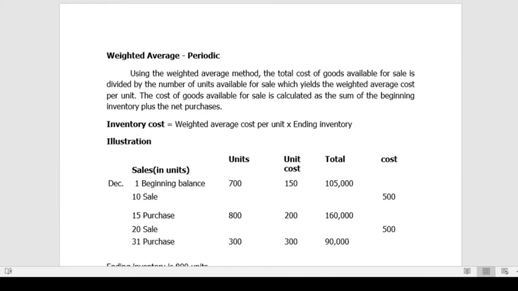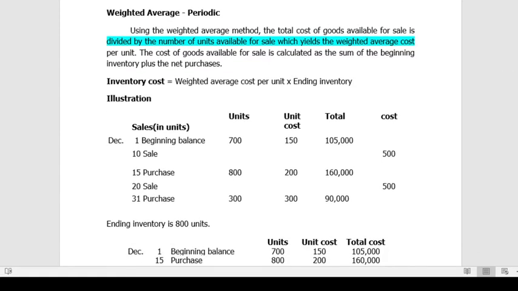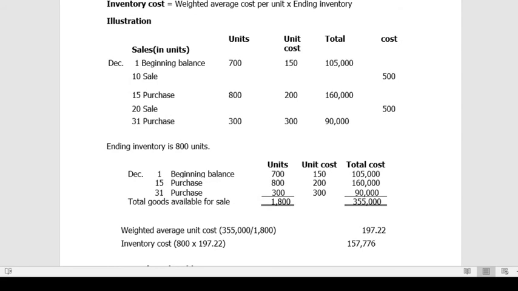Next, let's go to the weighted average periodic inventory system. Okay, using the weighted average method, the total cost of goods available for sale is divided by the number of units available for sale, which yields the weighted average cost per unit. The cost of goods available for sale is calculated as the sum of the beginning inventory plus the net purchases. The inventory cost is computed as the weighted average cost per unit multiplied by the ending inventory. So let us take a look at the sample. So same sample ito.